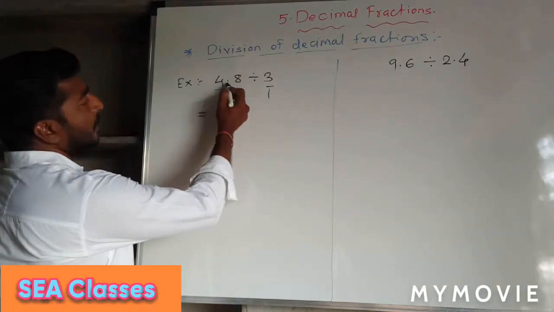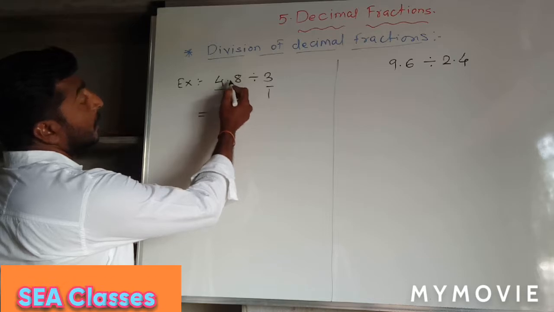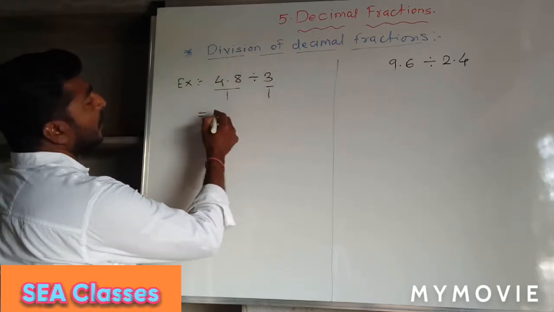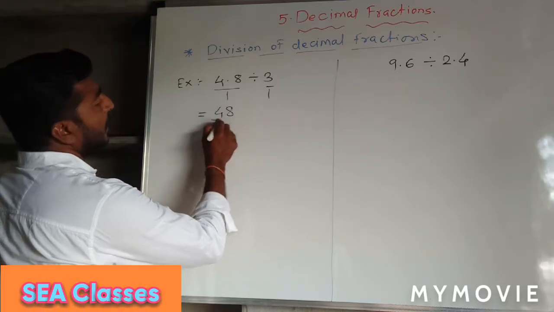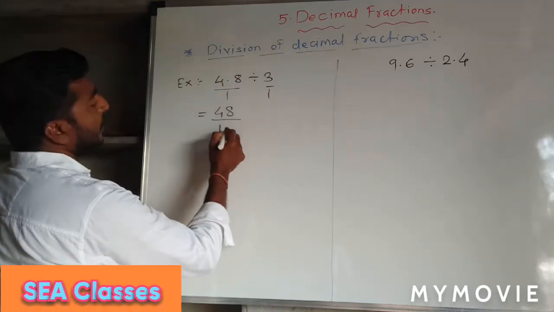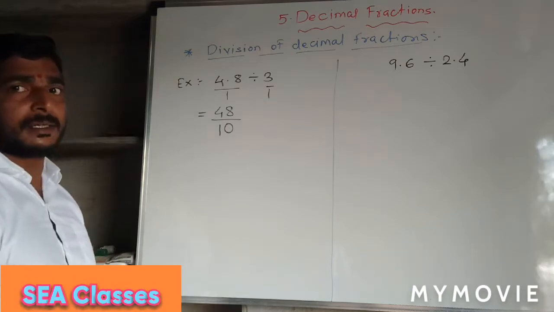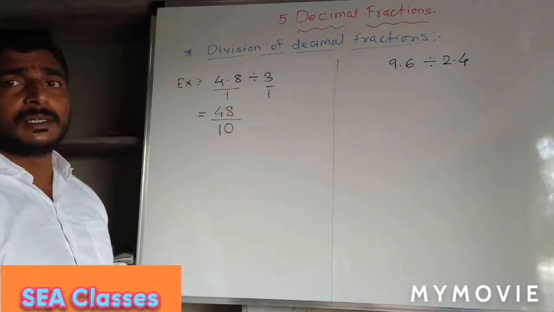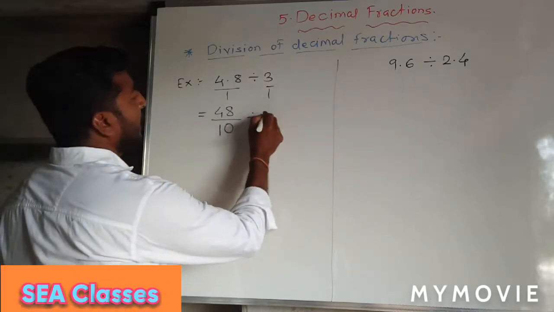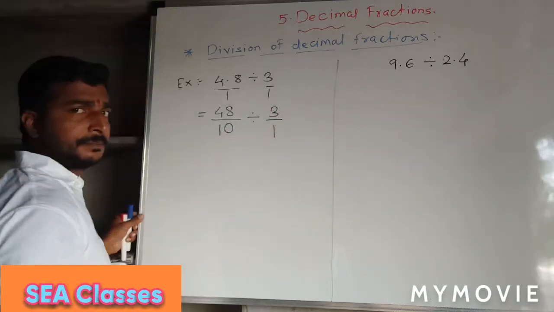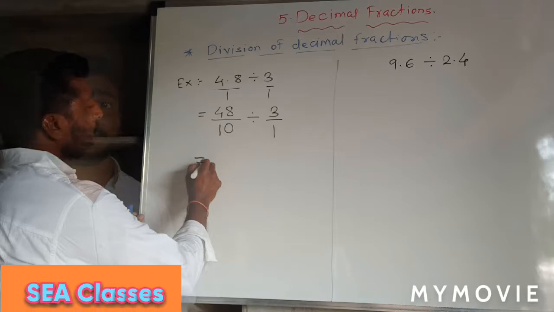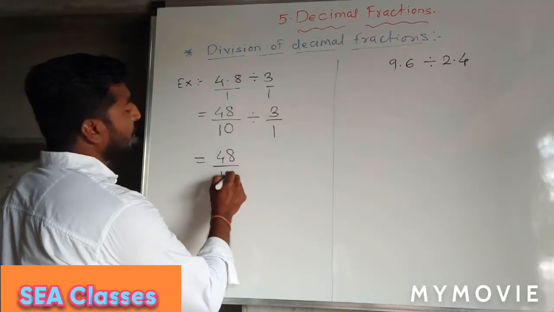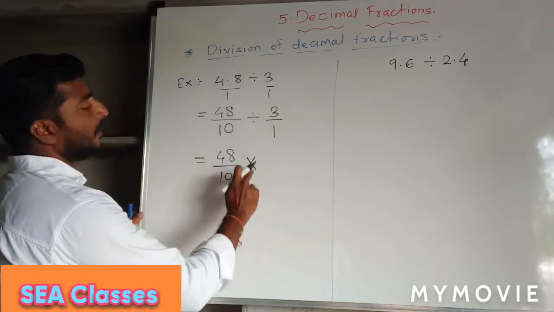Before removing the decimal, you have to see the digits to the right of the decimal, and there is one digit to the right of the decimal. So we will take 48 by removing the decimal, and in place of that we will take 10 in the denominator. So we get this decimal fraction converted into the common fraction, that is 48 upon 10, divided by 3 upon 1. Now, in the division of fractions, you know that when there is a division, what you have to do is take a multiplication sign in place of division.